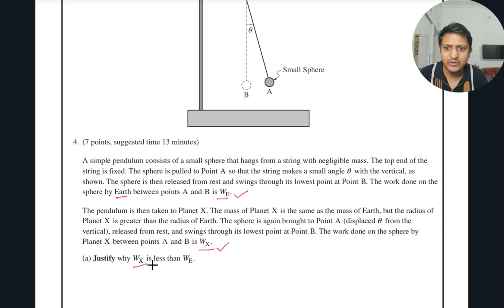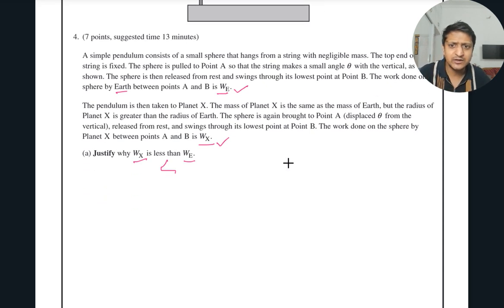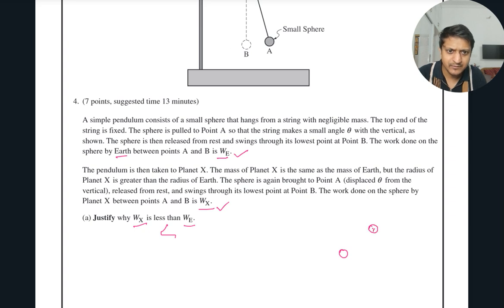Justify why Wx is less than We. So we have to tell why it is less. First of all, see what work done is. At one point this ball is here and it goes like this. It moves like this. So we can say that this is the mg, the force, and that's the distance that has been traveled by the body.